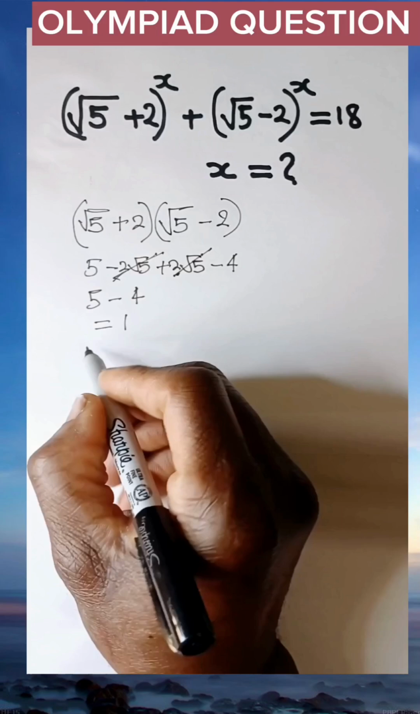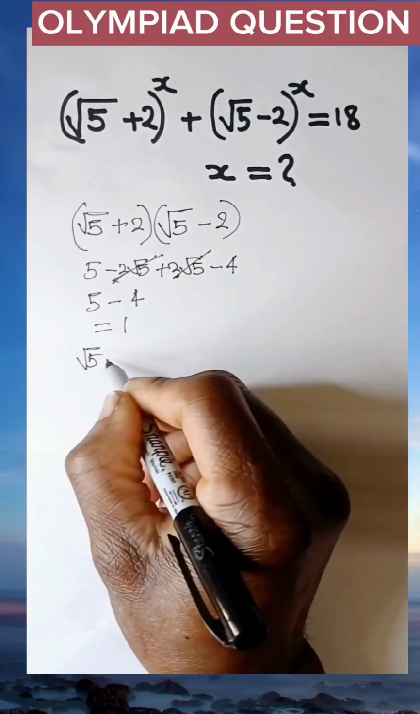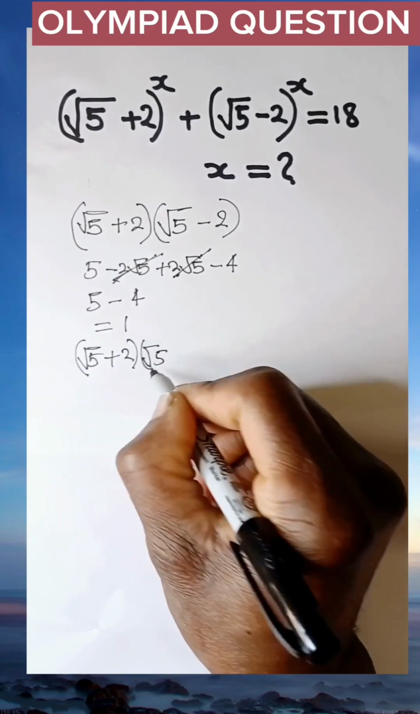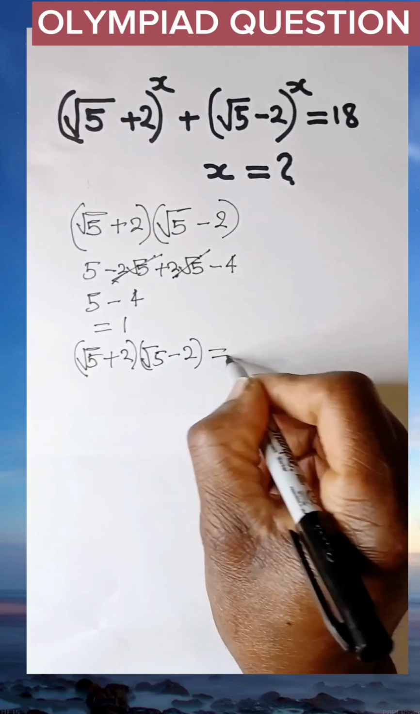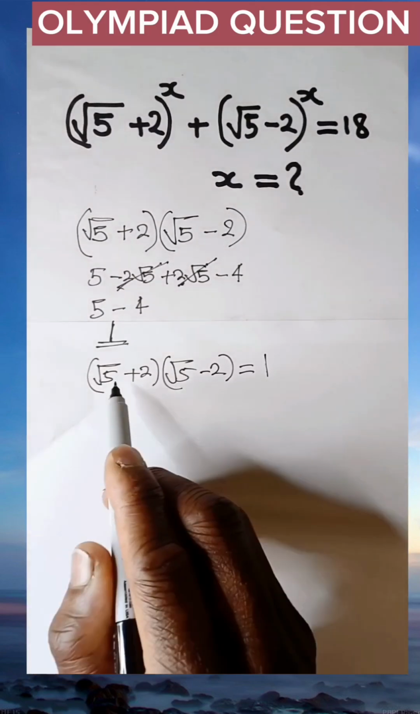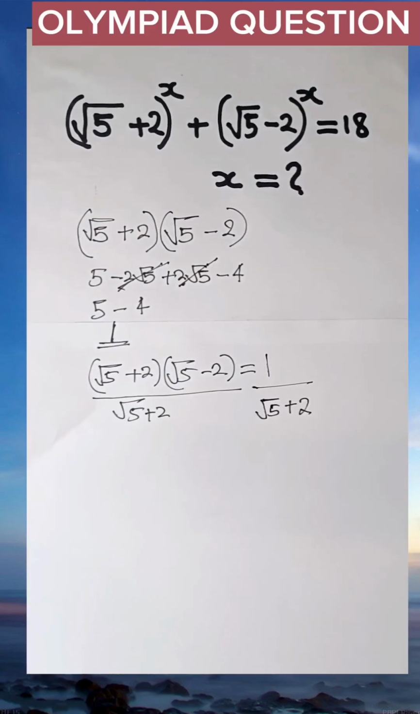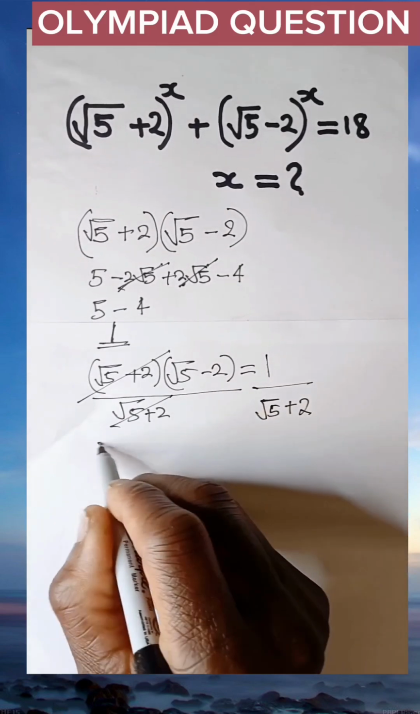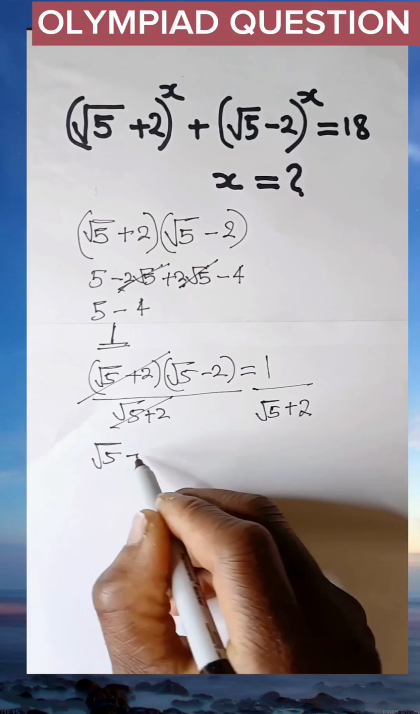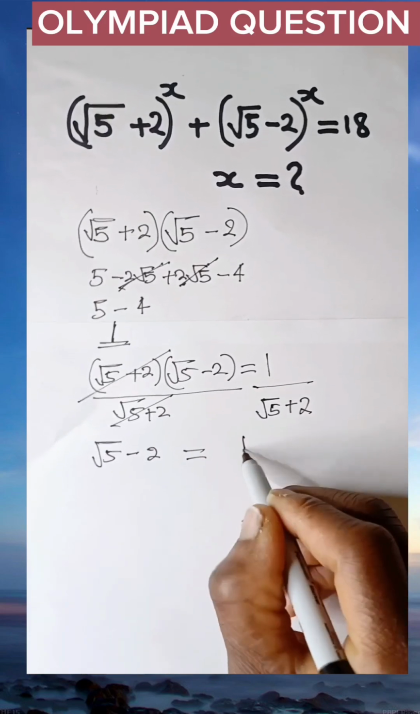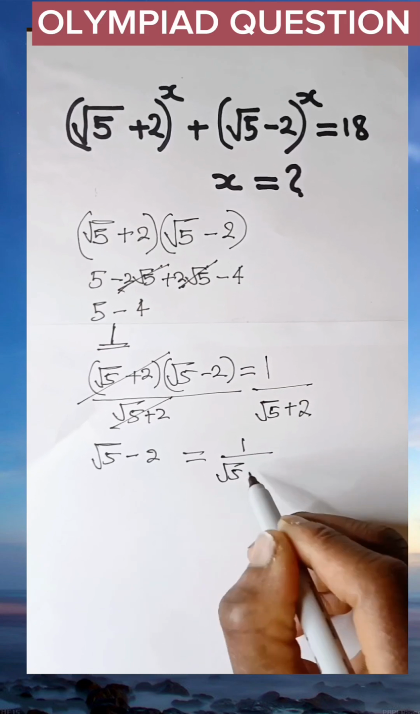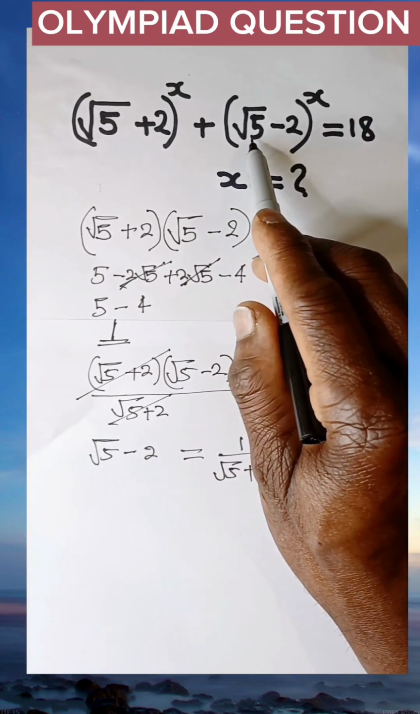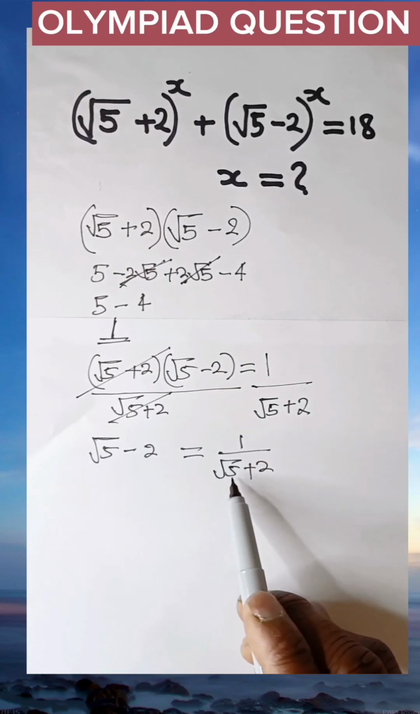So we have that the square root of 5 plus 2 times the square root of 5 minus 2 is equal to 1. Now, let us divide both sides of the equation by the square root of 5 plus 2. This will cancel with this. We have that the square root of 5 minus 2 is equal to 1 divided by the square root of 5 plus 2. In the given equation, we will replace the square root of 5 minus 2 with 1 divided by the square root of 5 plus 2.